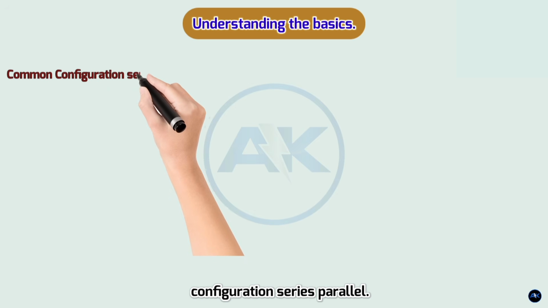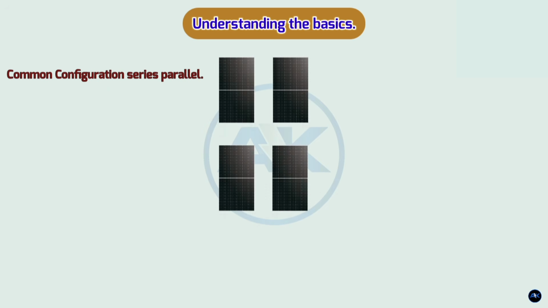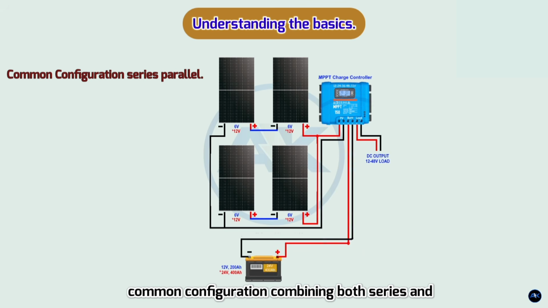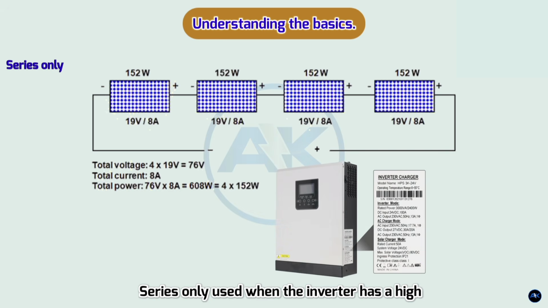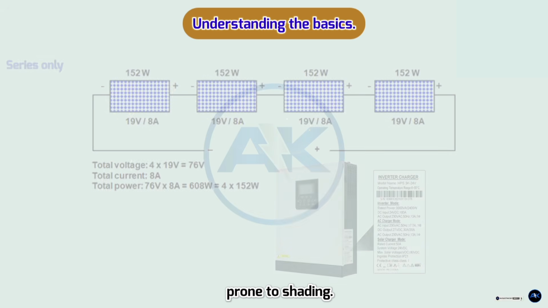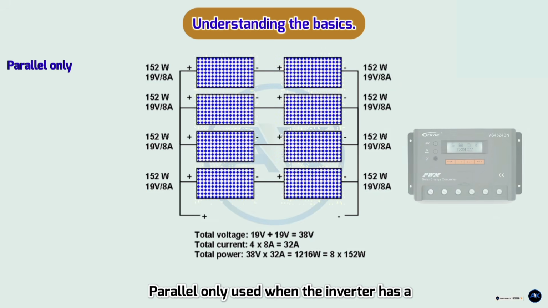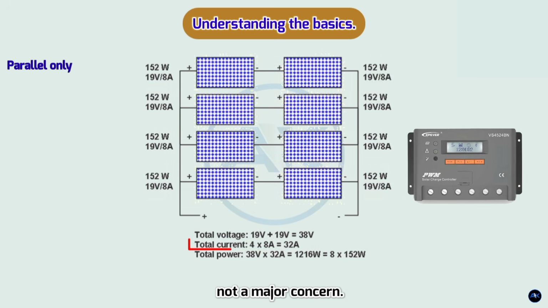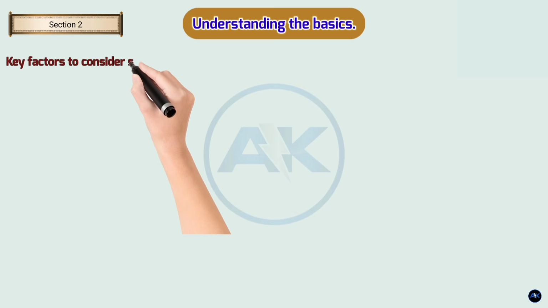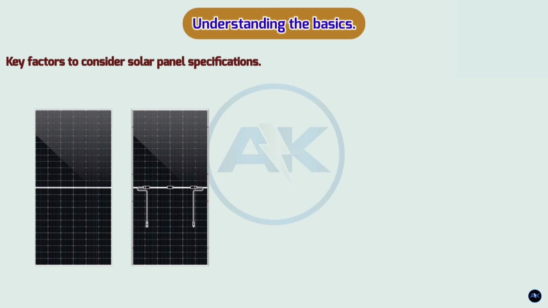Common configuration: series-parallel. This is the most common configuration, combining both series and parallel connections to optimize both voltage and current. Series only, used when the inverter has a high maximum input voltage and the panels are not prone to shading. Parallel only, used when the inverter has a high maximum input current and shading is not a major concern.